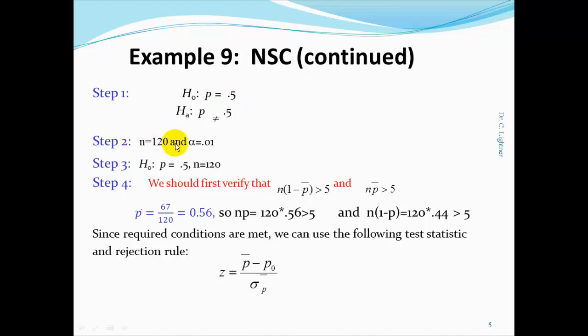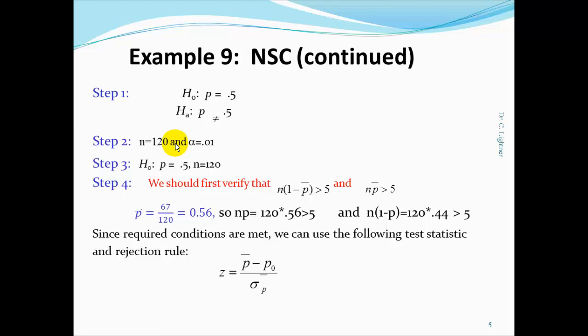In step 2, we should go out and collect a sample of n items and use that sample in order to analyze our hypotheses. We should state our sample size as well as our level of significance, which is 0.05 for this problem.